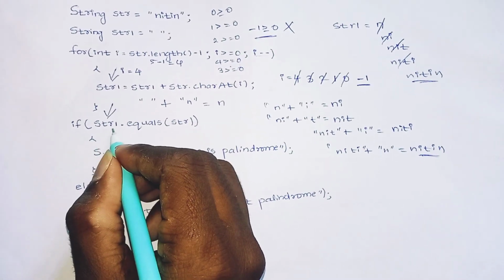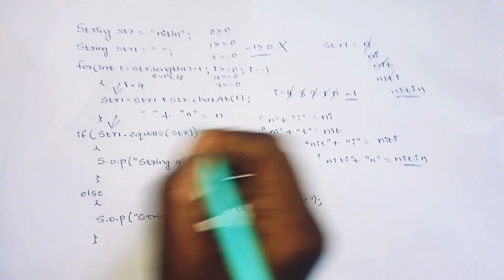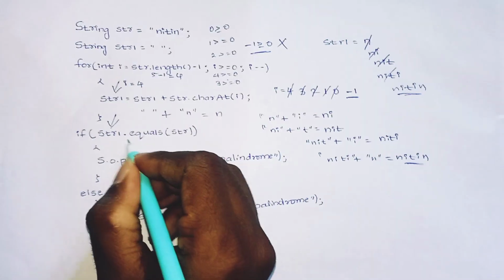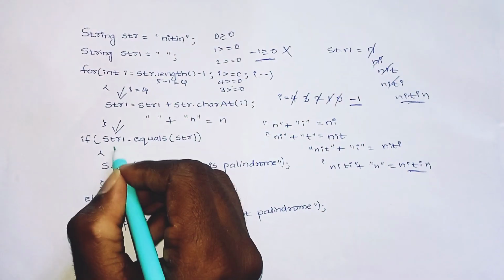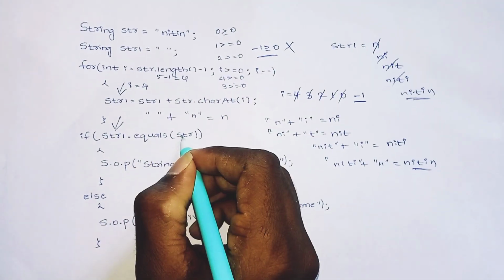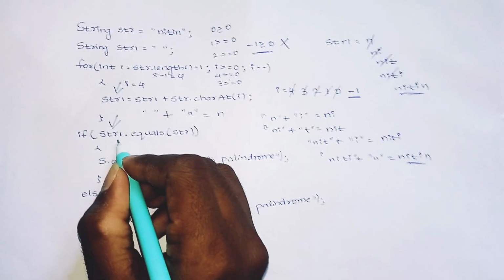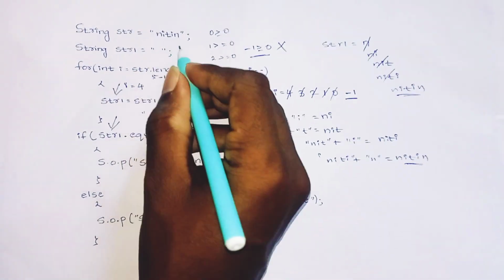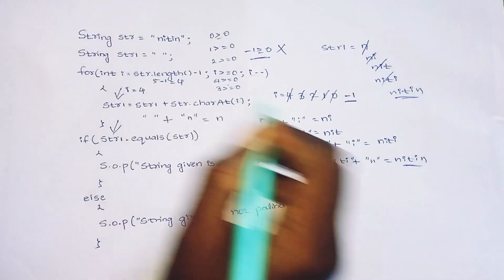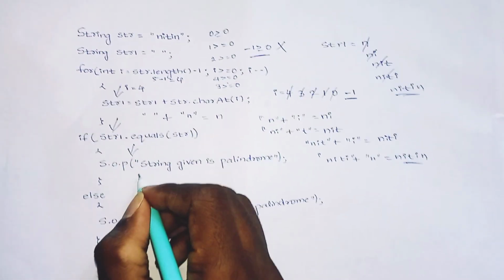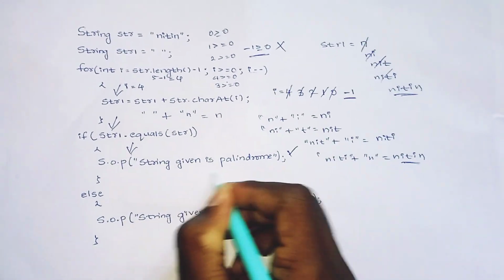It checks the if condition, str1.equals(str). So the updated value of str1 is nitin, and we call equals of str. The str value is nitin and the str1 value is nitin, so both are the same. In order to compare two strings, we use the predefined method equals. So the str1 and str values are both the same string, that is nitin. As both are the same, it will enter the if block and execute this statement, that is, string given is a palindrome. So the output will be string given is a palindrome.